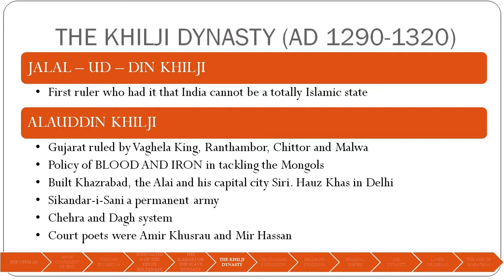He built Khizrabad, the Alai Darwaza, and his capital city Siri. He also built Hauz-Khas in Delhi and added an entrance door to the Qutb Minar, and introduced market reforms. He adopted the title of Sikandar-e-Sani. He built a permanent army, then introduced the Chehra and Dag system. His court poets were Amir Khusrau and Mir Hasan Dehlvi.